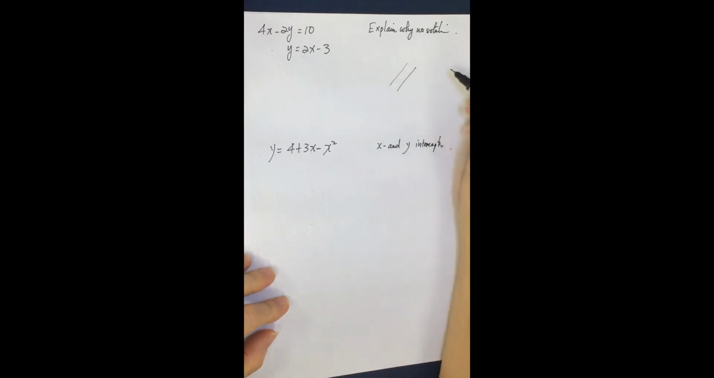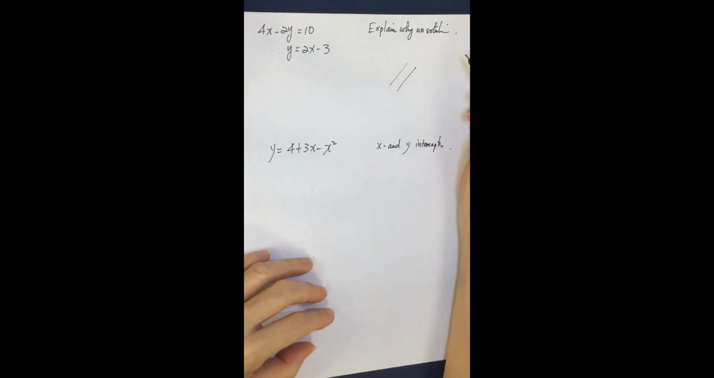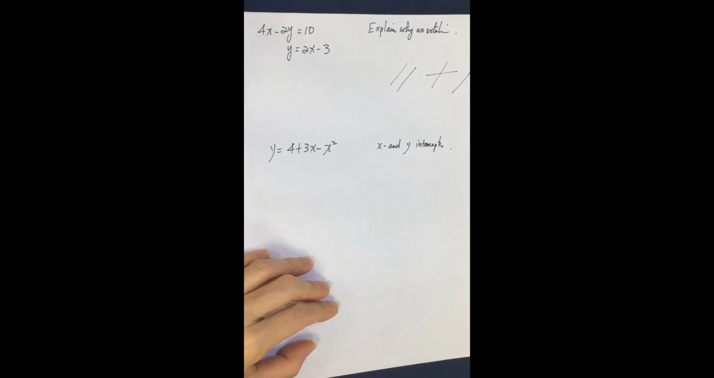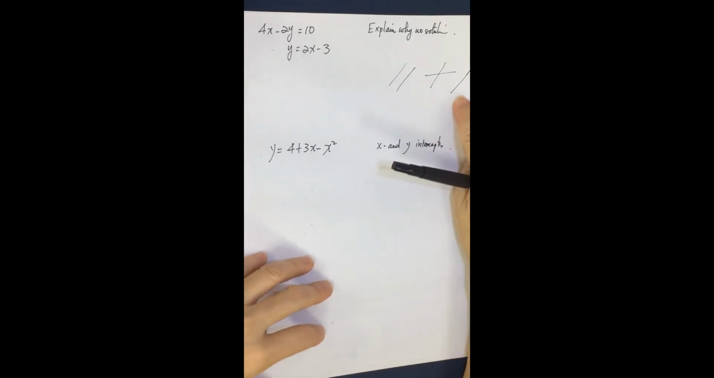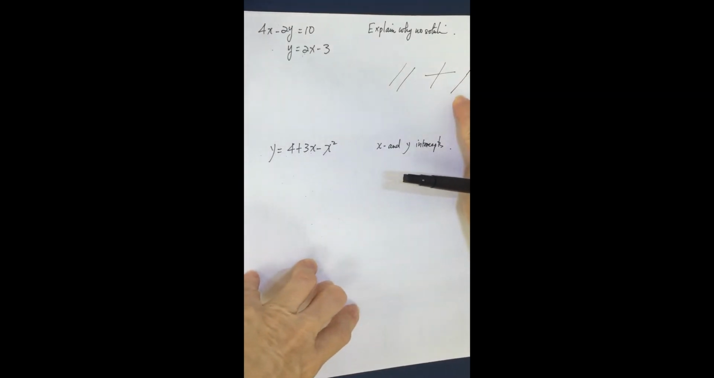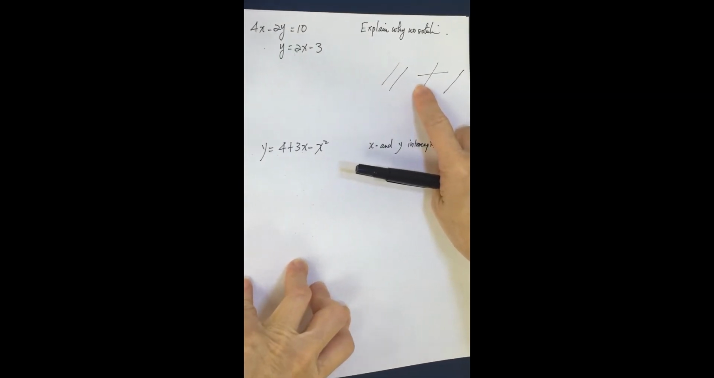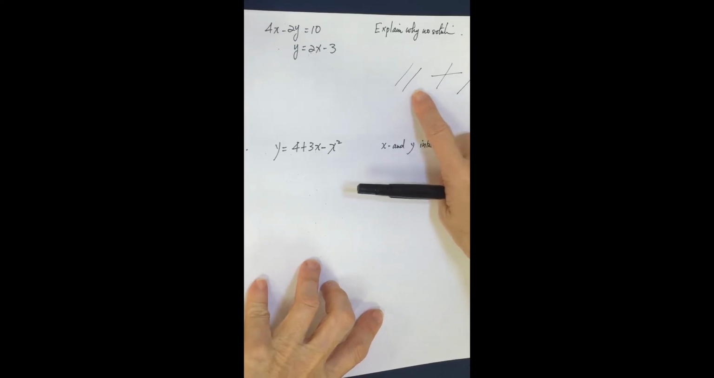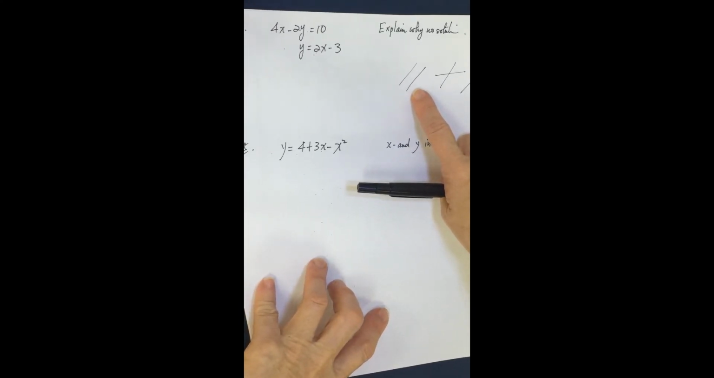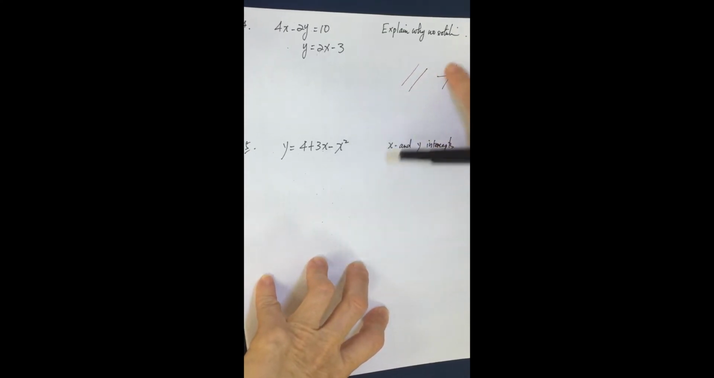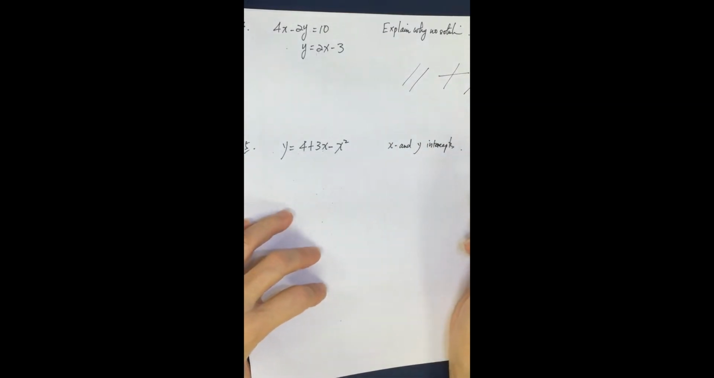Whenever we have two straight lines, either the two lines are parallel, or they intersect at one point, or they are actually the same line. If they are the same line, there are infinitely many solutions. If they intersect at one point, of course there's only one solution, and if they are parallel, there's no solution because they will never meet. So how do we explain this?